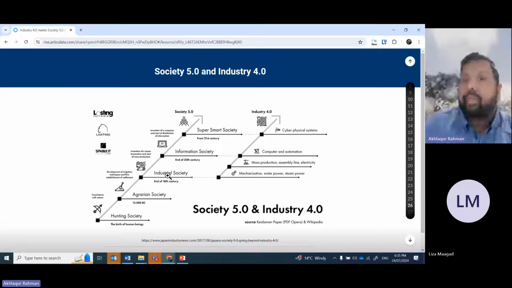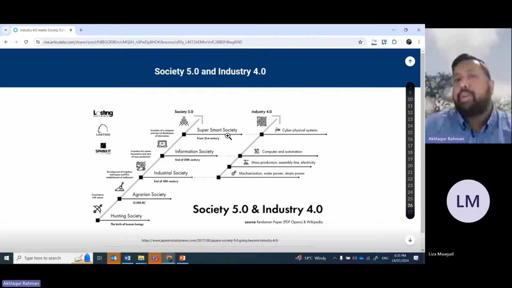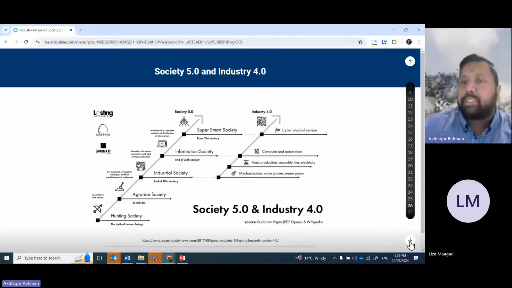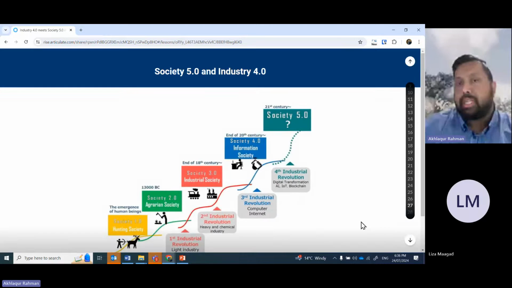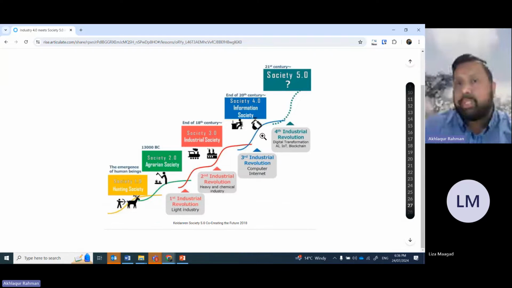Whenever the industrial revolution was happening, society was also progressing. Society 3.0 matches with Industry 2.0, Industry 3.0 matches with Society 4.0, and hopefully Industry 4.0 will meet with Society 5.0 as well. So that's basically how there will be an integration. They have been parallel in their progression, but how we can integrate them is what we are trying to discuss.